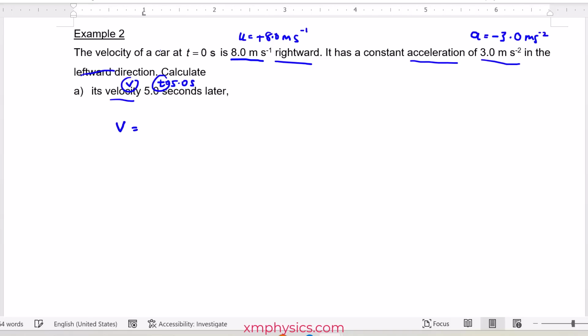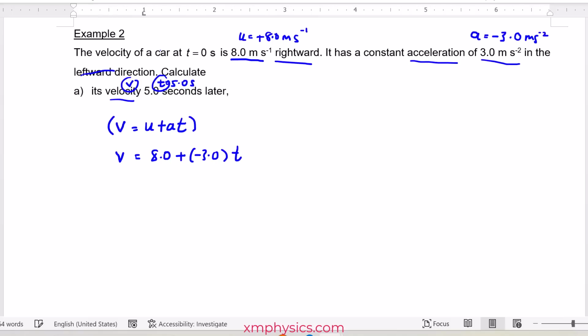Obviously the VT equation. So V is equal to U plus AT. Let me write it out in brackets before we apply this equation and plug in the numbers. So we want the velocity. V is equal to U. So U is 8.0, a positive 8.0. Plus the acceleration is negative 3, yeah? So make sure you don't forget the negative sign.